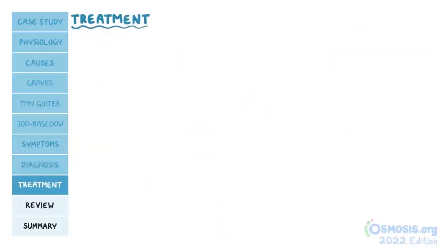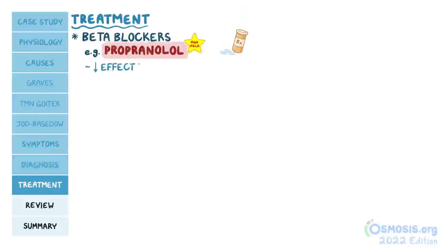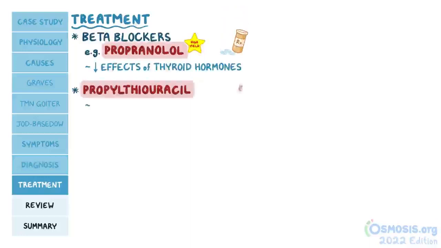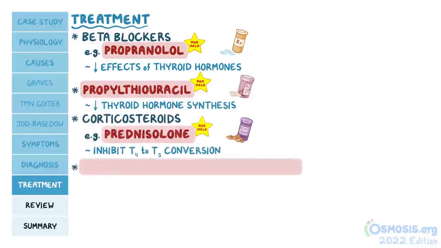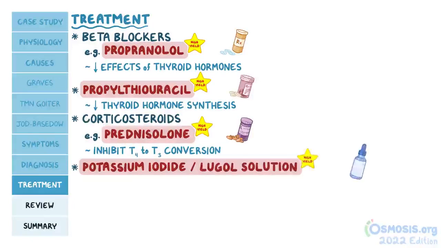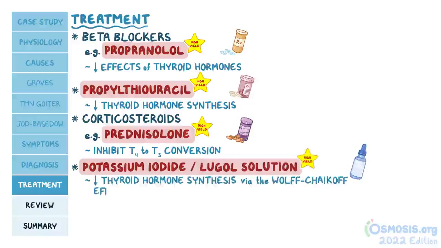Treatment of hyperthyroidism involves beta blockers like propranolol in order to reduce the effects of thyroid hormones. There's also propylthiouracil, which decreases thyroid hormone synthesis, and corticosteroids like prednisolone to inhibit T4 to T3 conversion. Finally, there's potassium iodide, also called Lugol solution, which can cause decreased thyroid hormone synthesis via the Wolff-Chaikoff effect, and it also decreases vascularization in the thyroid.